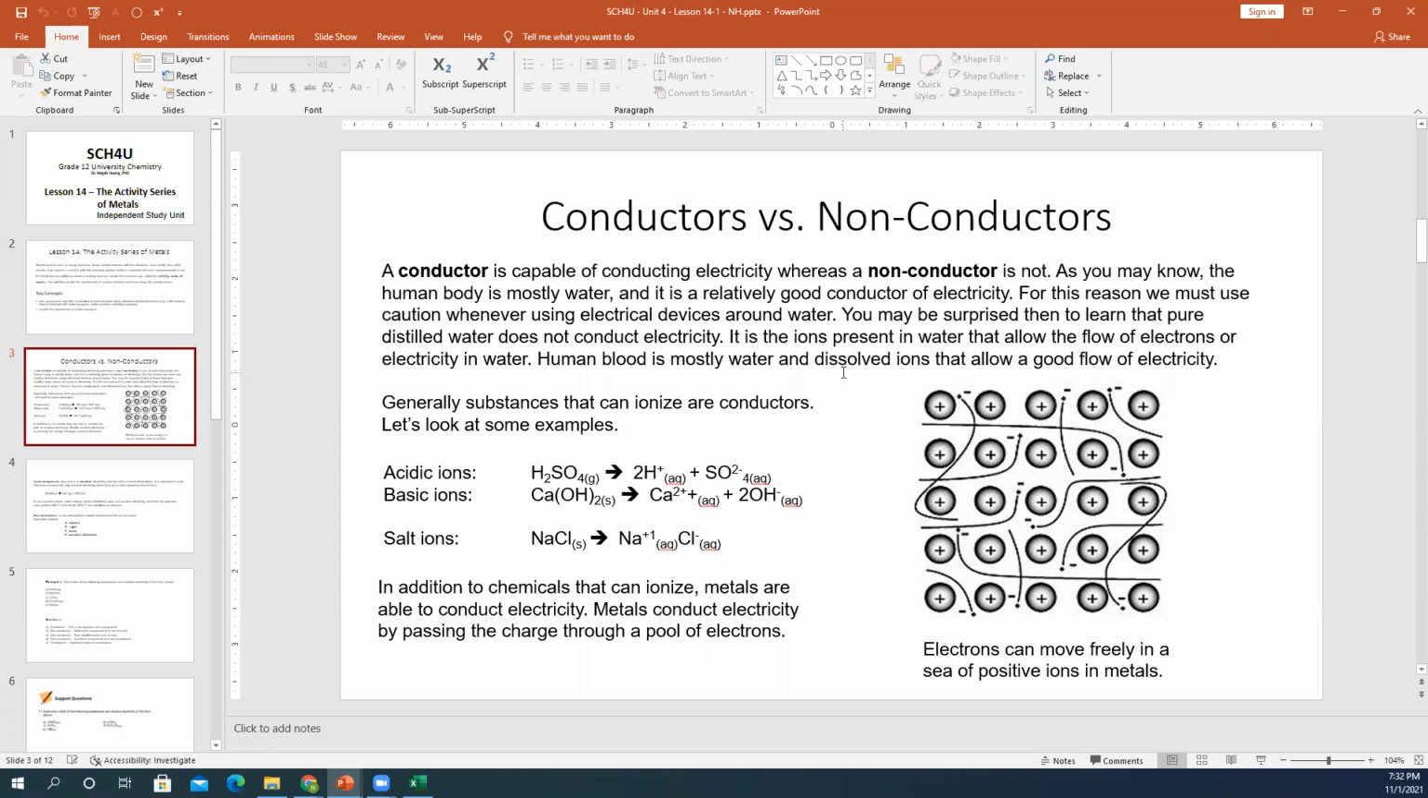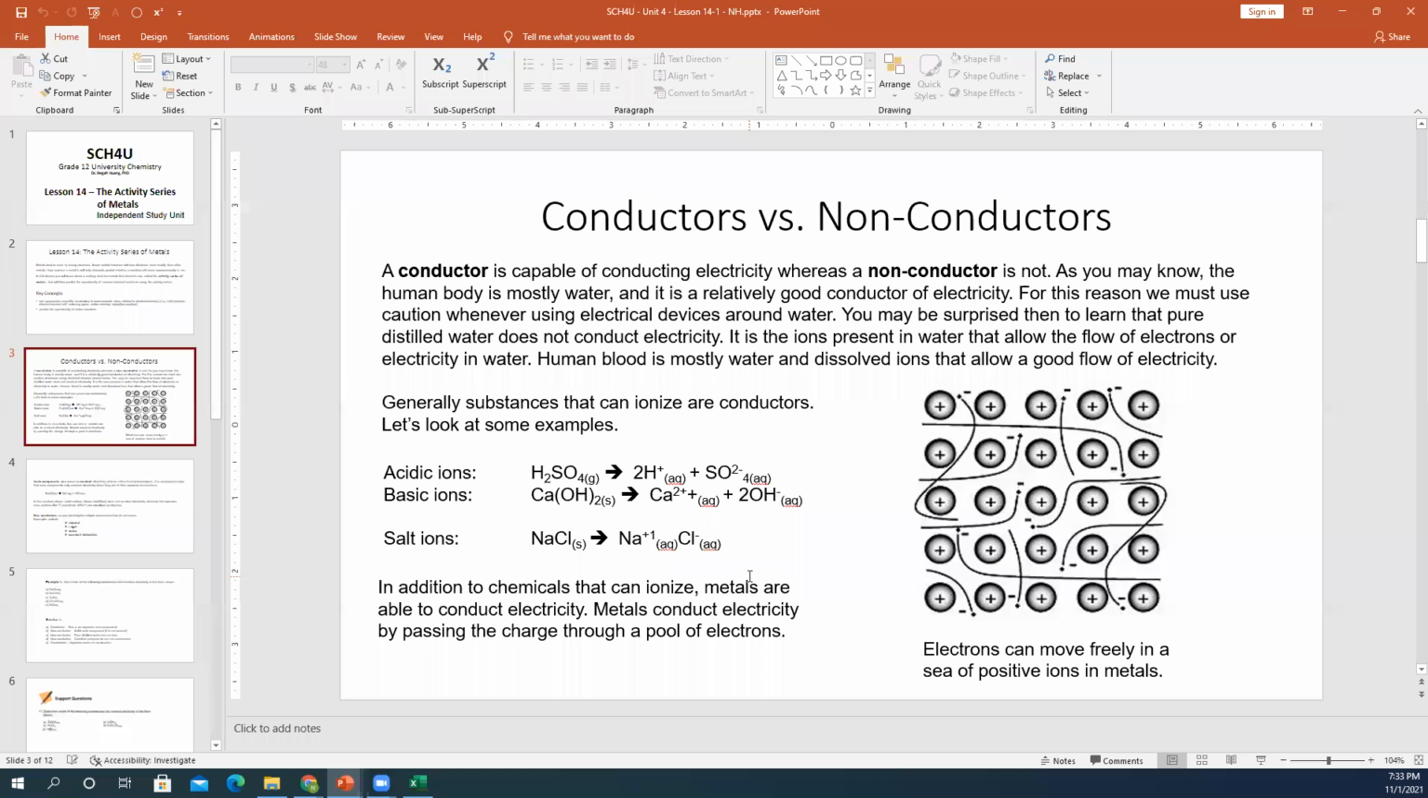So generally, substances that can be ionized are conductors. For example, things like acids and bases. You can have acidic ions. For example, this sulfuric acid can ionize into 2 hydrogen ions and a sulfate ion. You could have basic ions. This calcium hydroxide can ionize into a calcium ion and 2 hydroxide ions. And you can have salt ions. The sodium chloride will ionize into a sodium ion and chloride ion.